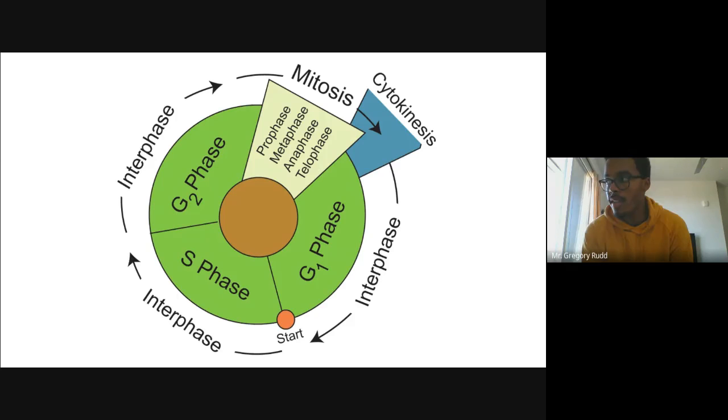And you might think of drawing something similar in your own notebook, just to give yourself an idea of the fact that this is a cycle. Cells go through this cycle throughout their lifetime. And also it shows you the order of things as well. So I'll leave this if you guys want to take a screenshot or take a picture.